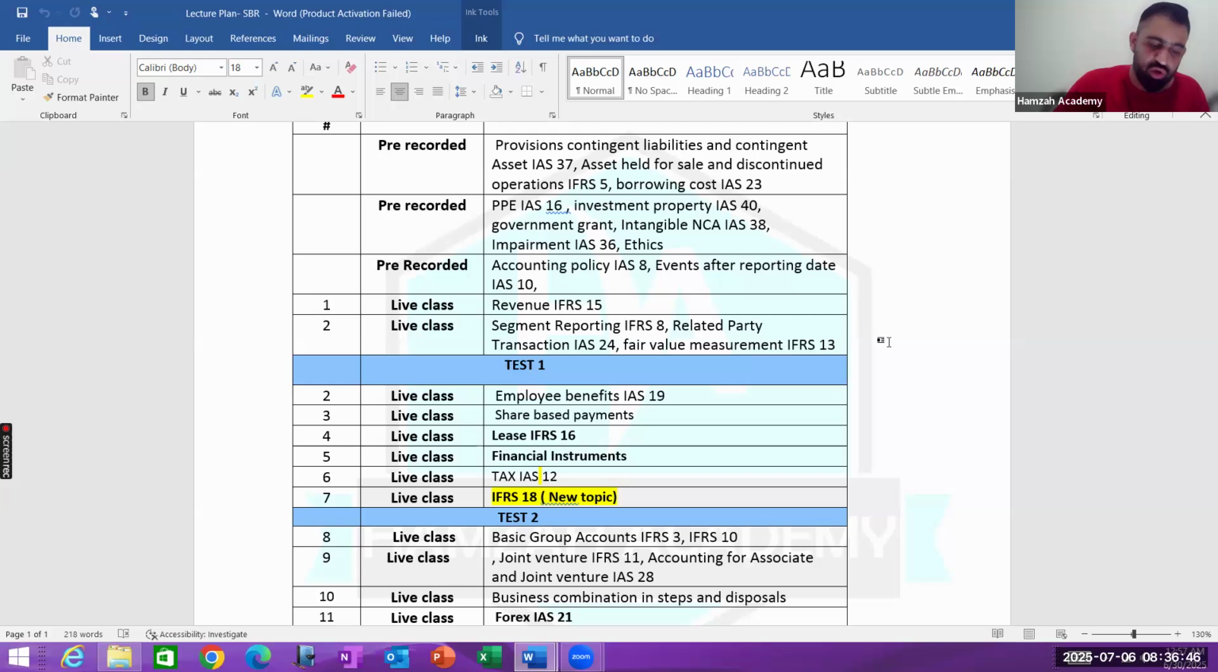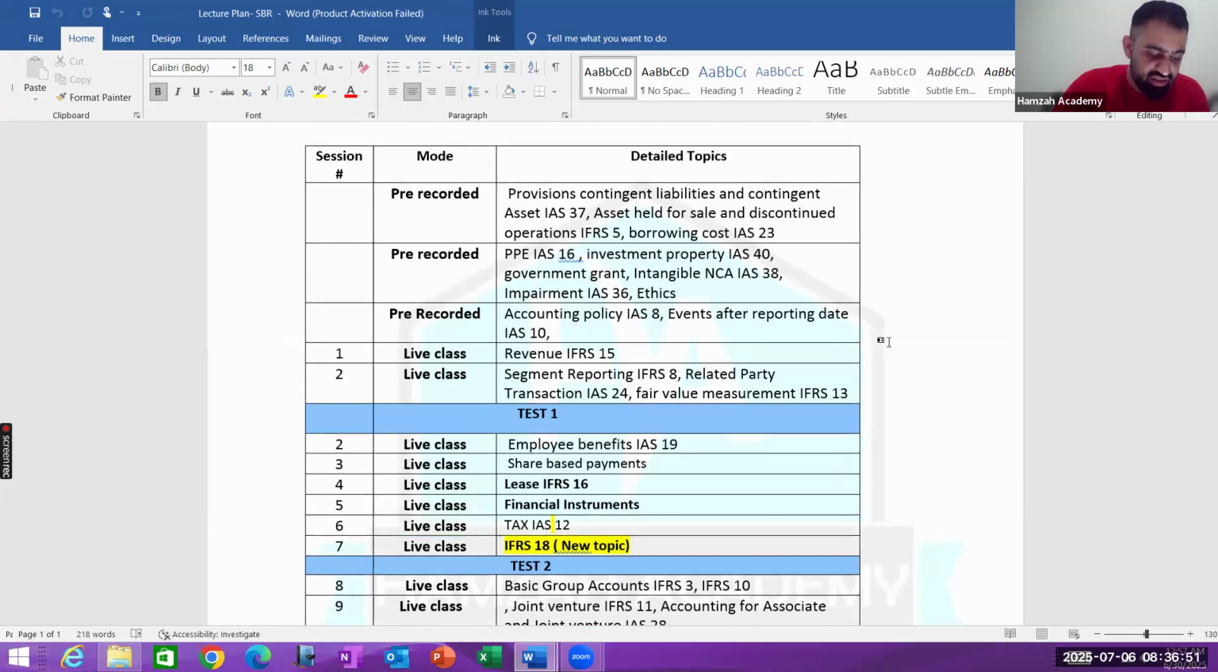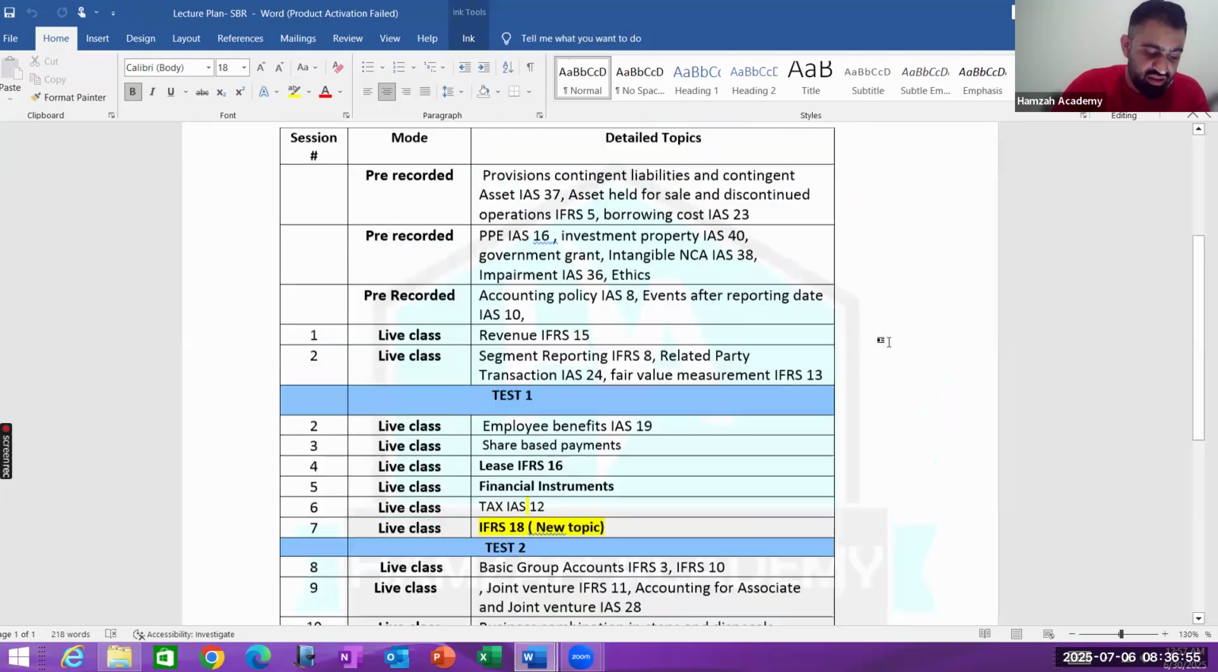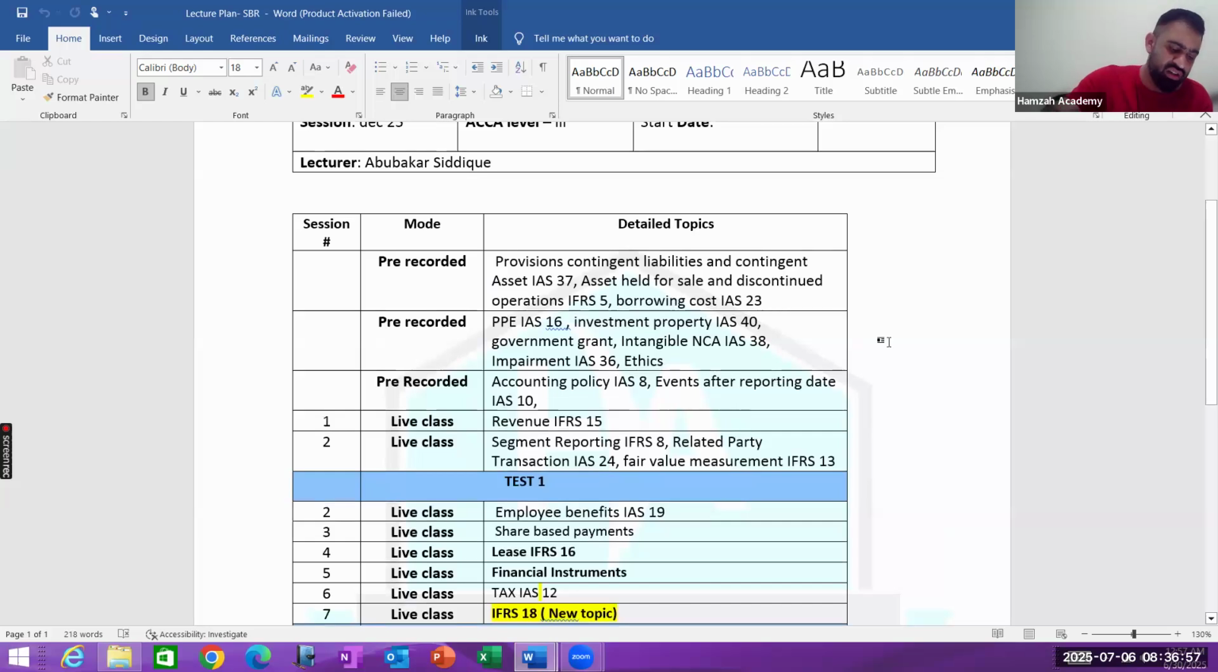Then we will conduct a test as well when we complete this session. And in that test number 1, all the above topics will be covered.